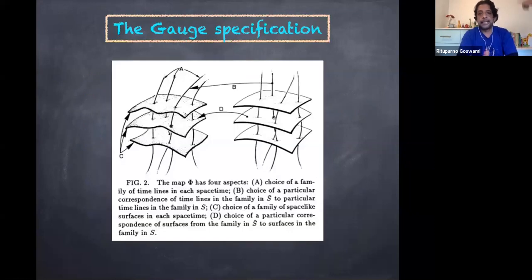Okay, so this is again a pictorial representation of how we do the mapping. The choice of families of world lines is A. So these are the families of world lines. The mapping B says how one specific world line is mapped to another specific world line. Similarly, C is the family of space-like surfaces, and D is the choice of particular correspondence between surfaces from one family in the idealized universe to one family in the realistic universe. Okay.